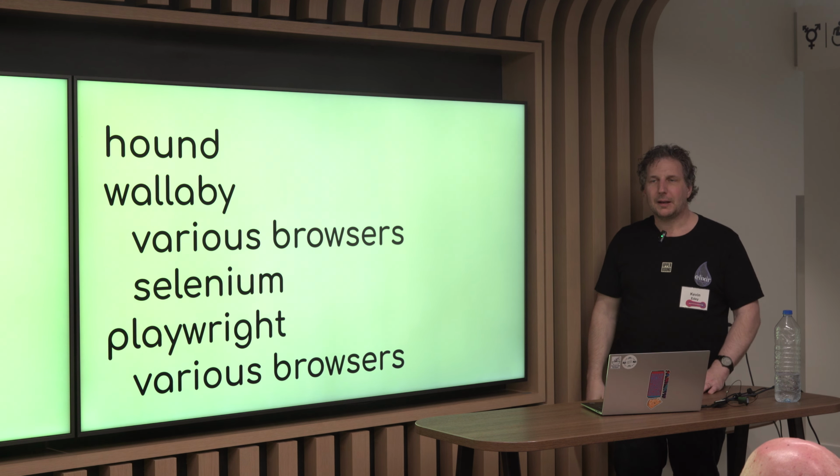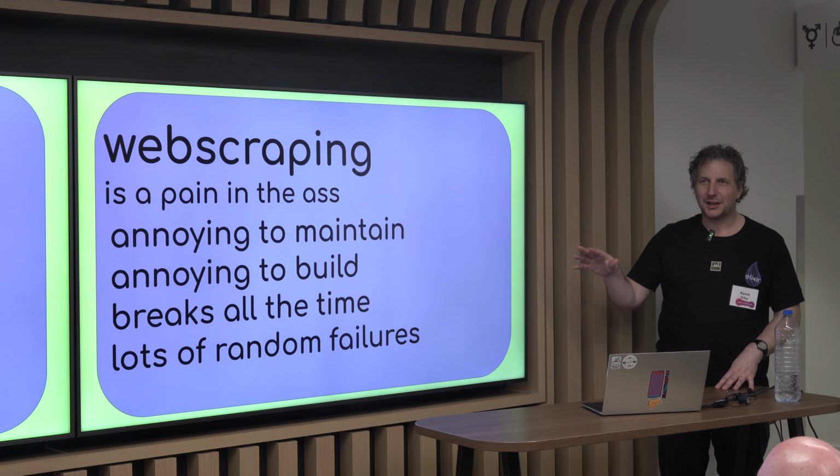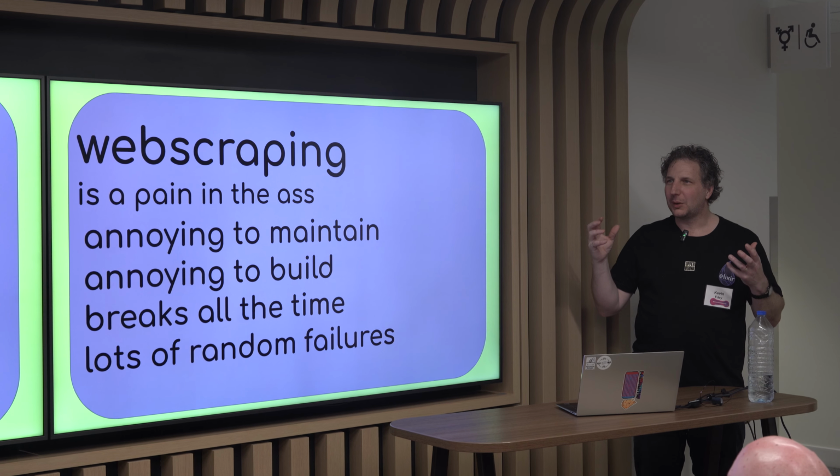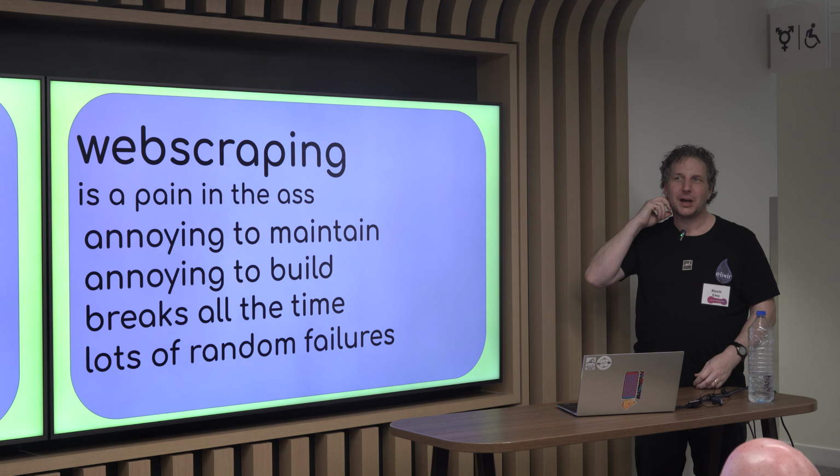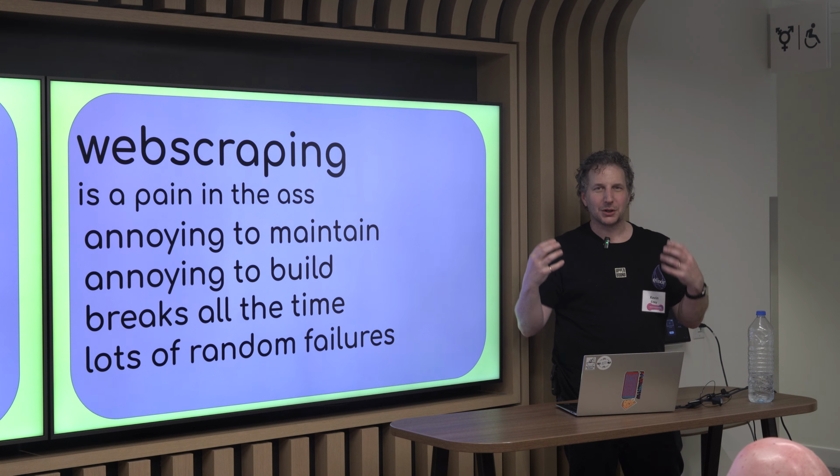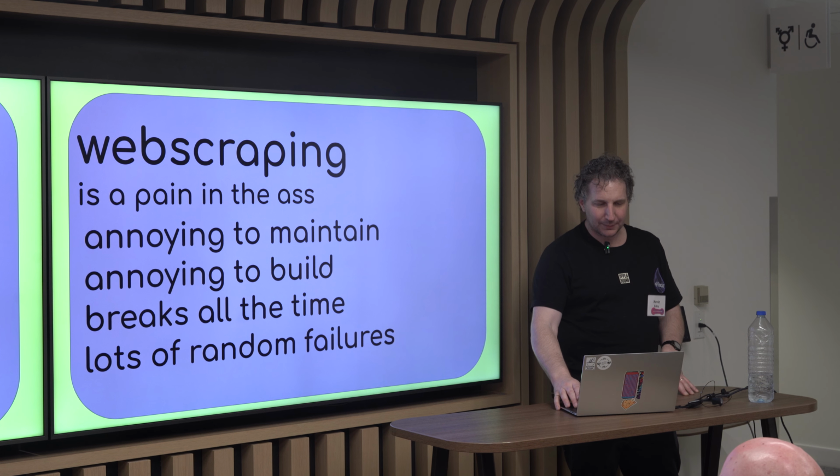Okay, so web scraping is a pain in the ass. It's annoying to maintain. It's annoying to build. It breaks all the time, with lots of random failures. So just be prepared. This is table stakes for web scraping. It's equal parts fun and infuriating, where you'll get some minor result and you'll be like, triumph, I got it to recognize the button. I'm now clicking a button. So you have to take your triumphs when you can.